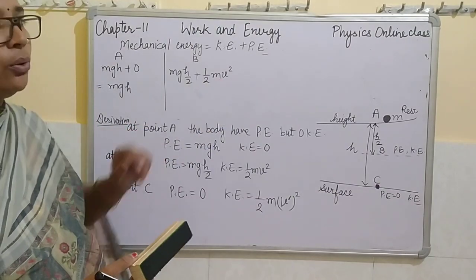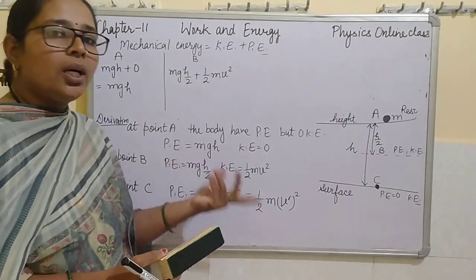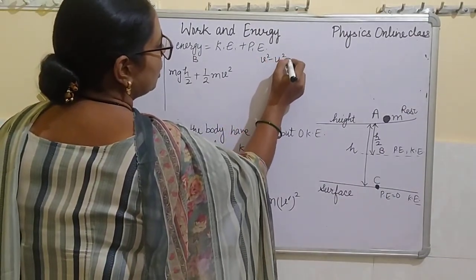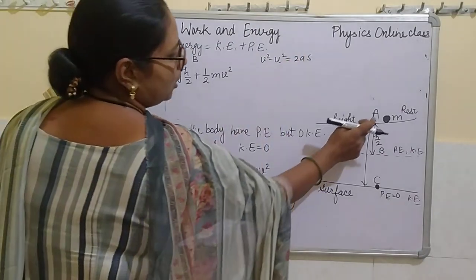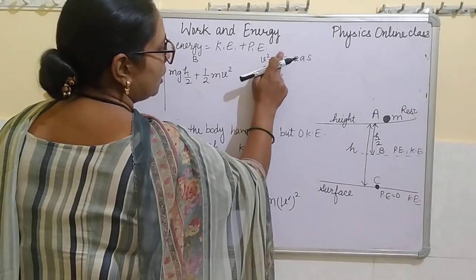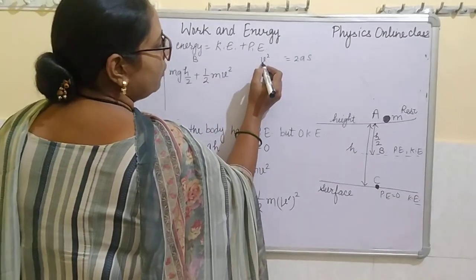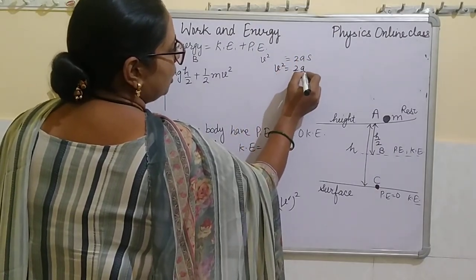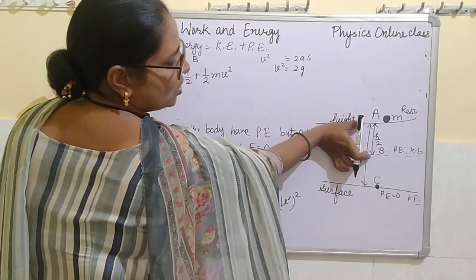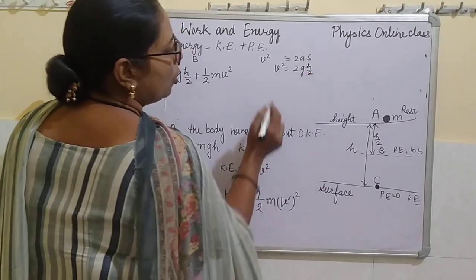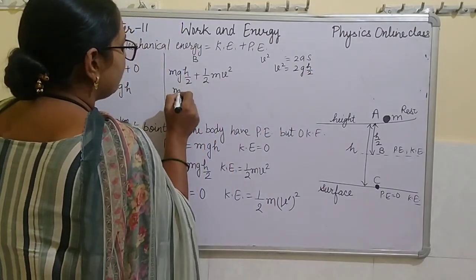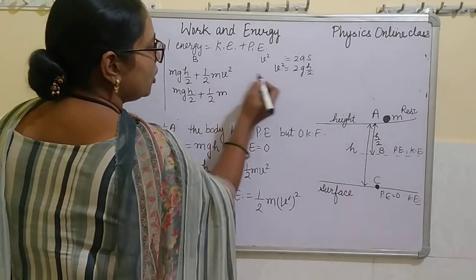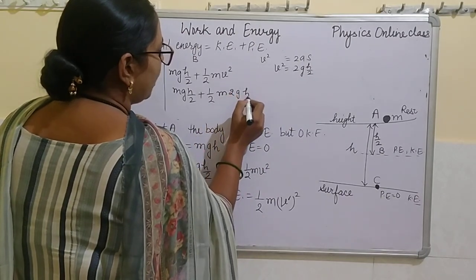How can we calculate the value of v? We will use the third equation of motion. And what is that third equation? v square minus u square is 2as. Initially the body is at rest, so we can take u as 0. So we are left with v square equals 2as. Now a will be g, and what will be our s? Distance covered is h by 2. So we will write this here. It will be mgh by 2 plus half m, in place of v square, I will write 2g into h by 2.